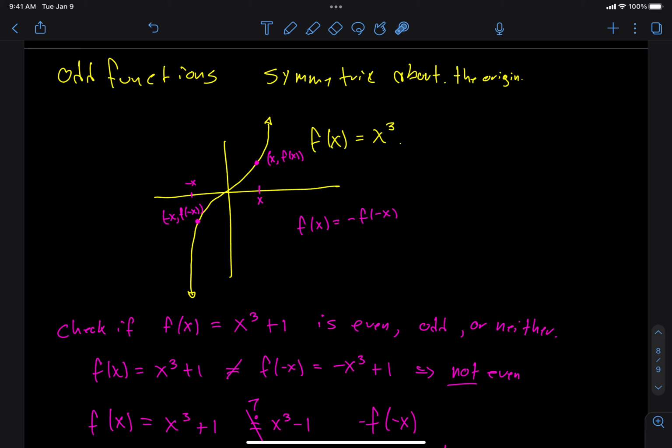Any questions on even and odd functions? Okay, let's look at a couple of these graphs for fun. You're not going to see this on the recording, but we're looking at some pictures.